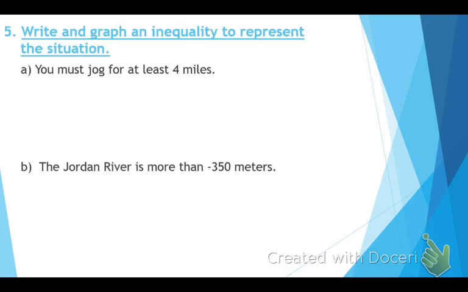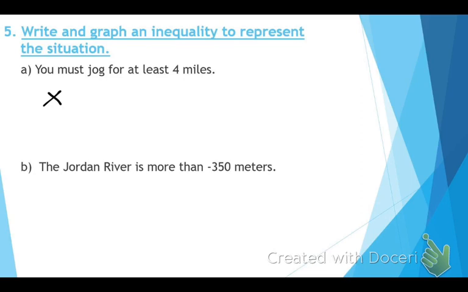All right, so for the next one, write and graph an inequality to represent the situation. You must jog for at least 4 miles. Nikki, what variable should I put in there? J. All right, I would like you to put an x. So we're going to use an x. Then what number do we know it is? 4.